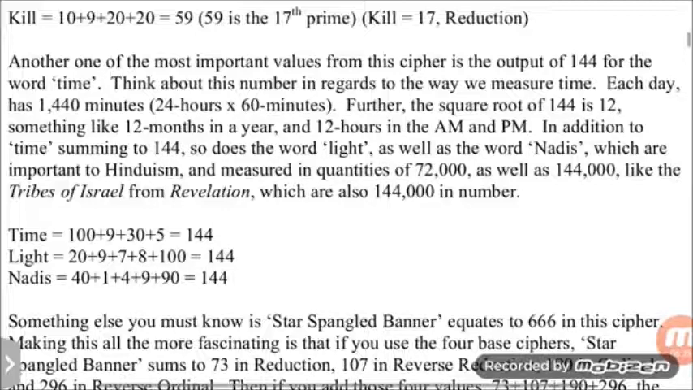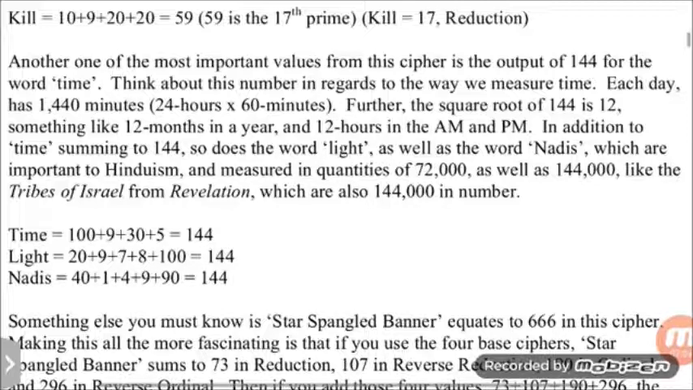Another one of the most important values from this cipher is the output of 144 for the word time. Think about this number in regards to the way we measure time. Each day has 1,440 minutes, 24 hours times 60 minutes. Further, the square root of 144 is 12, something like 12 months in a year, and 12 hours in the AM and PM.